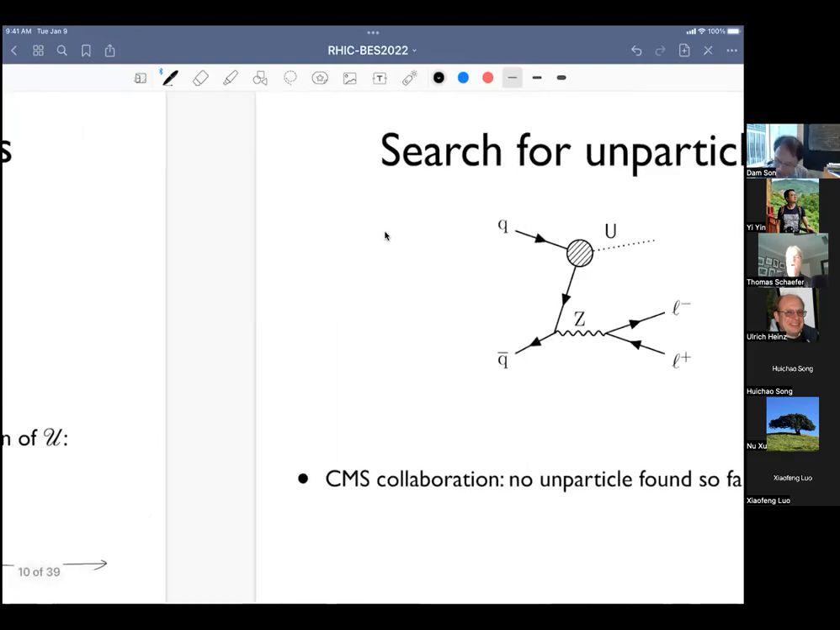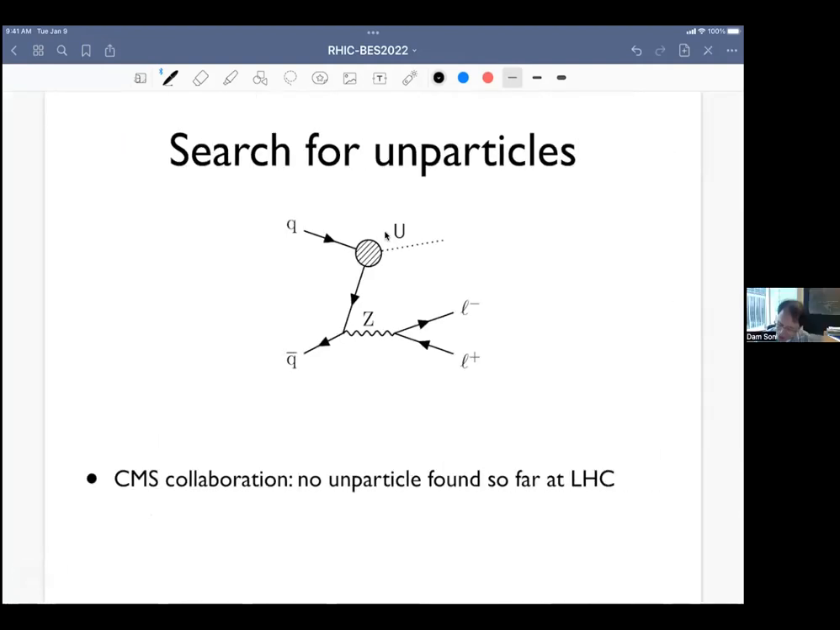To summarize the experimental situation, I've just mentioned that people have tried to look for this unparticle, and the search, I think, so far implies a negative result. No unparticle has been found at the LHC.